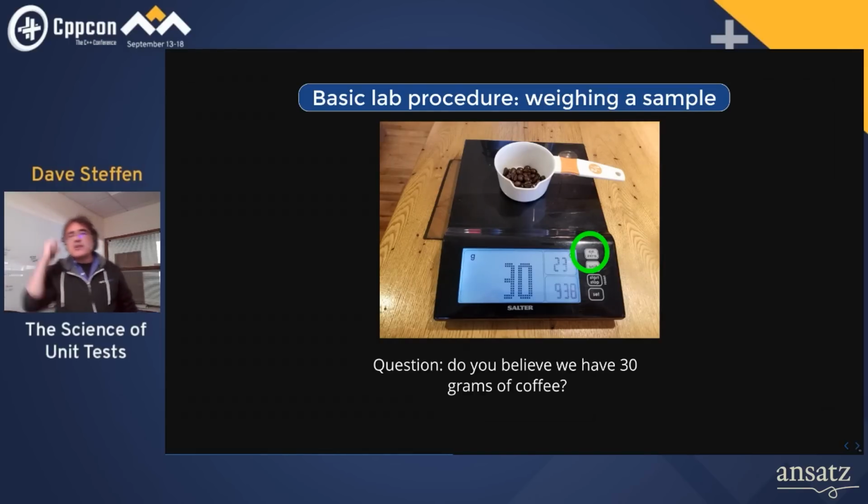I don't know if you can see it on your screen, but that button right there is labeled 0. All good scales have a way to zero them at some condition, and then they measure relative to that. If you don't know where this was zeroed, you have no idea what this means, okay? And hint, this is not 30 grams of coffee, all right?